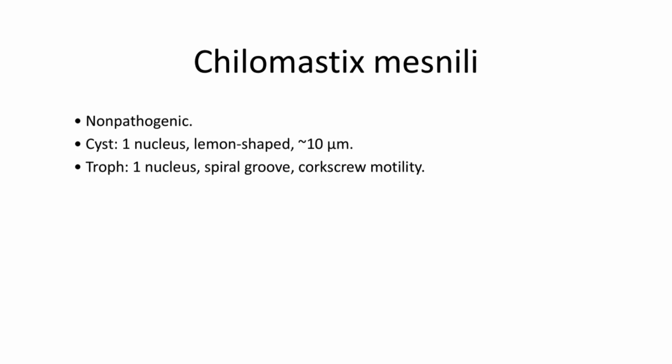Moving on to Chilomastix mesnili, which is non-pathogenic. Its cyst has a single nucleus, is lemon-shaped, and about 10 micrometers in size. The trophozoite has 1 nucleus and a spiral groove, which produces a corkscrew-type motility.